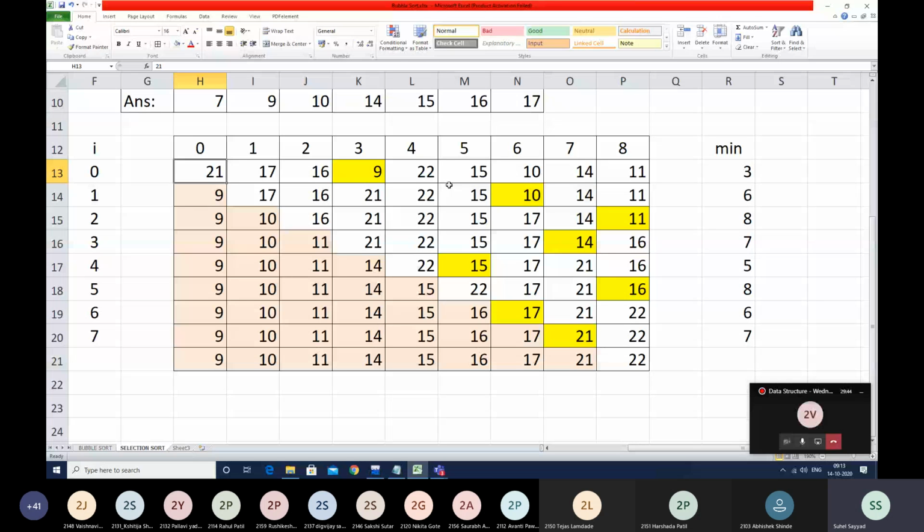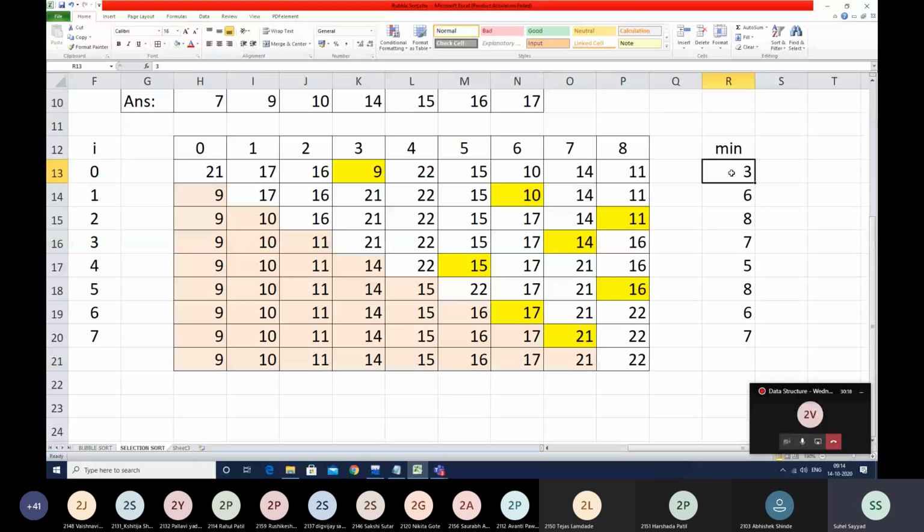If we see how this 3 got calculated, first we assume min as 0. Then we compare A of 1 with A of min. Is 17 less than 21? Yes. Then I make my min as 1. Then again I compare whether A of 2 is less than A of min, whether 16 is less than 17, yes. So again I update my min to 2. Then I compare A of 3 with A of min, whether 9 is less than 16, yes. So I update my min to 3.